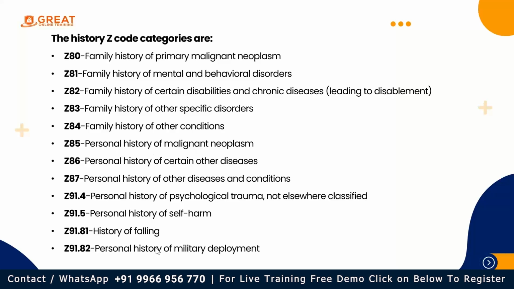Personal history codes are also there. Z85 is for personal history of malignant neoplasm. Z86 is personal history of certain other diseases. Z91.81 is for history of falling. Z91.82 is for personal history of military deployment. So these are few examples of history codes, personal and family history.